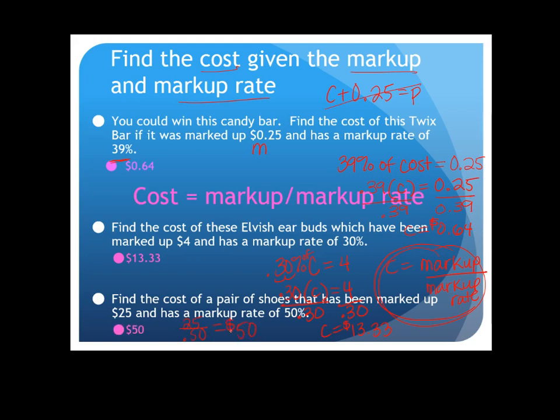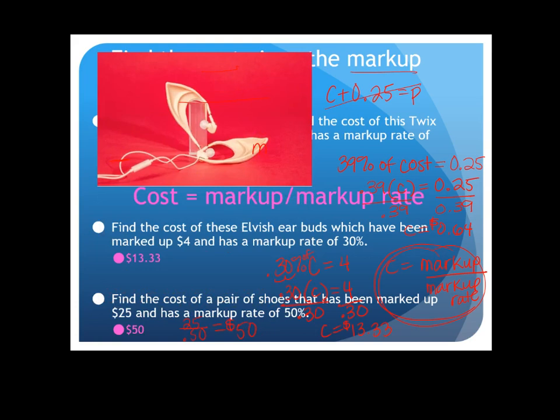Now this one you might have been able to reason through, because think about it. Find the cost. It's been marked up $25 and has a markup rate of 50%. So basically we marked it up half of the original cost. So I'm saying half of the original cost was $25. Well, half of 50 is $25, so it was originally 50.